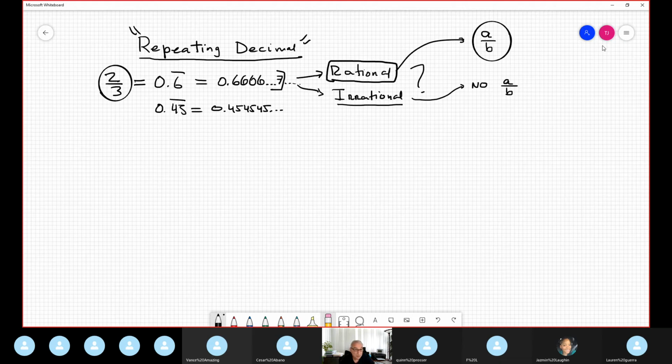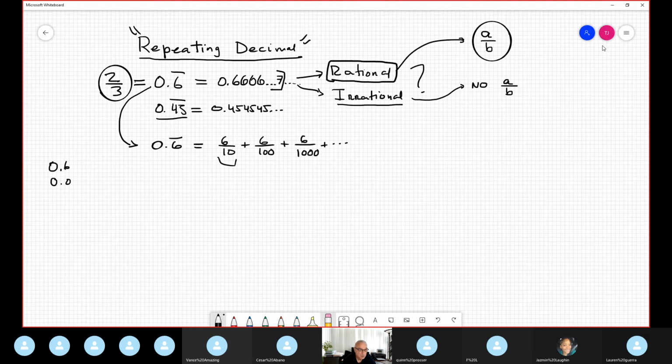Okay, there's one fantastic way. Let's come back again to this example, 0.666 repeated. I want to prove we get 2/3. This is 6/10 plus 6/100 plus 6/1000 plus so on, because 0.6 is that part, 0.06 is that part, and then 1000 is three decimal places.